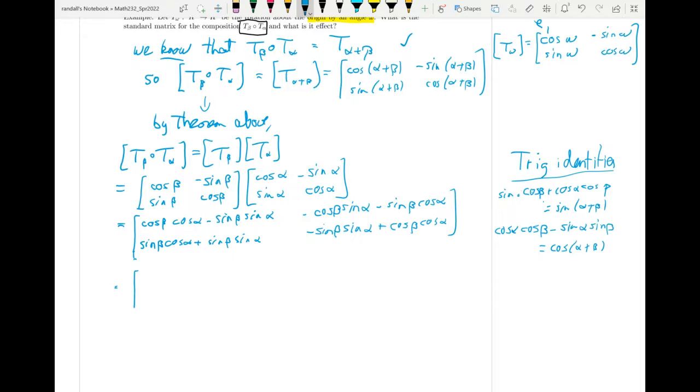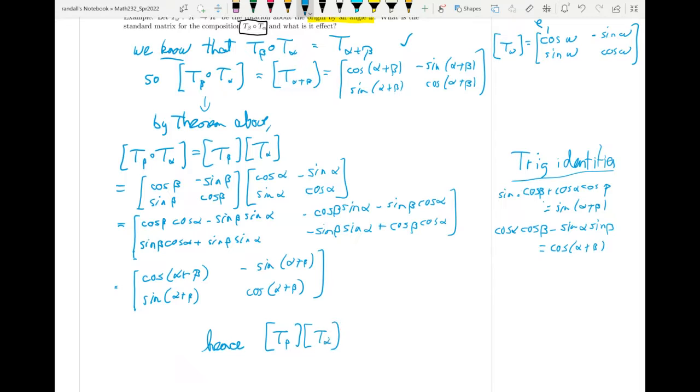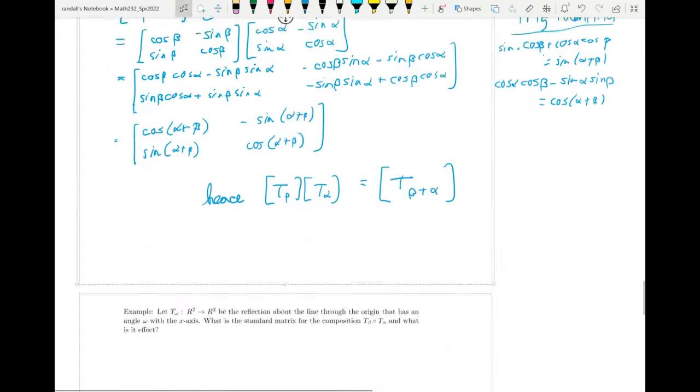Now the first term in the top entry is cos alpha plus beta. I recognize that. And then the second term in the first column is sine alpha plus beta. Going over to the second column at the top, I see minus sine alpha plus beta. And once again, I see cosine alpha plus beta. Good. So we did show that, hence, the product T beta T alpha is the rotation by beta plus alpha. I used the theorem and verified the correct answer, which we already knew. So the theorem is just confirming that it is correct in this example.